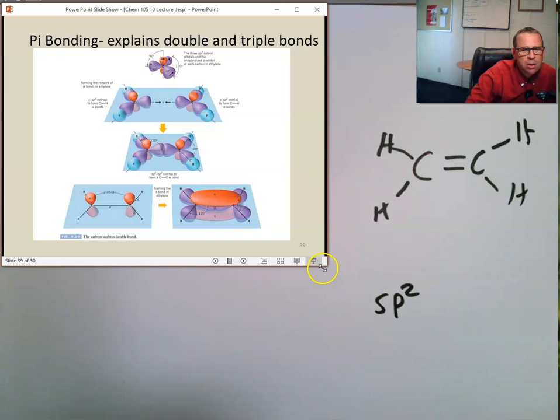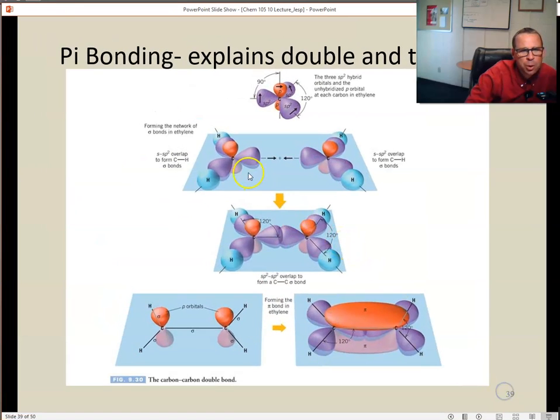And this right here is a drawing. Those purple lobes coming out there are the sp2 hybrid bonds. One of the sp2 hybrid orbitals is extending towards this other carbon. One is extending towards this hydrogen and one's extending back towards the other hydrogen. And that leaves behind this p orbital, the unused atomic orbital around the carbon. Leaves behind that p orbital.